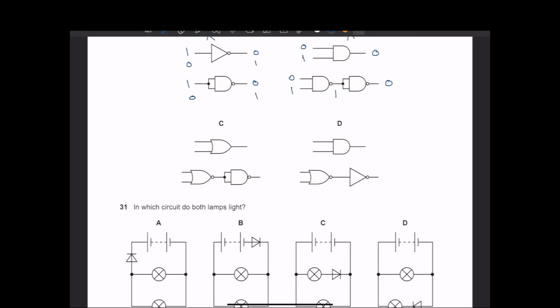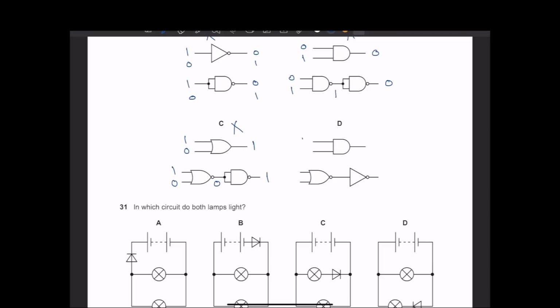Here, if it was 1, 0, the output for OR is supposed to be 1. And here it could be 0 because this is NOR. Then 0 with AND is 0. And when it comes to 0, it could become 1 here as an output. So again, this is the same, so I will not choose C.